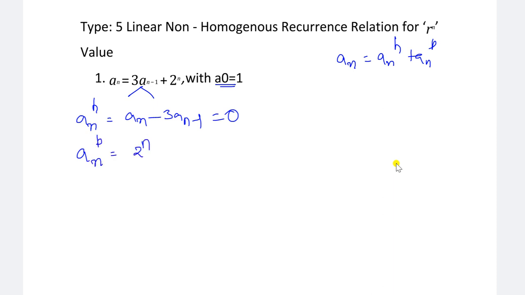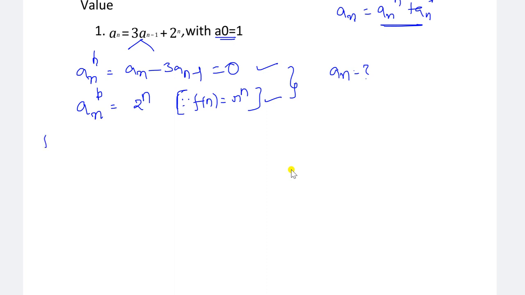Here the function value is in the form of r to the power of n, so there is a separate general function for this particular notation. First solve the homogeneous part, then solve the particular function, and then combine these two and substitute these two values here, then we will get the an value. That is the process for every non-homogeneous recurrence relation. So see the solution first.